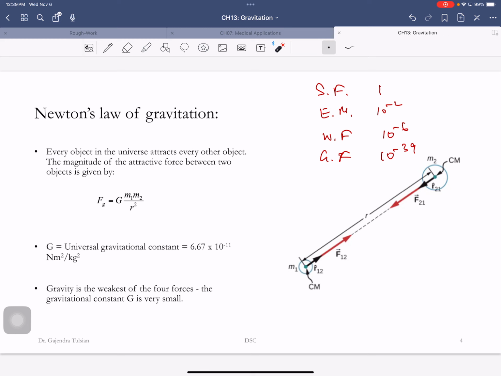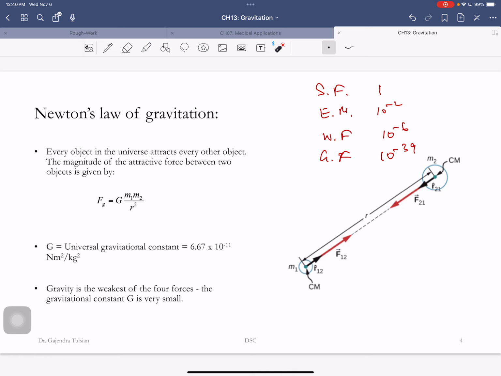Okay, so we said that every object attracts every other object in the universe. So you guys are attracting your neighbors. In fact, you're attracting every object in this room. But obviously you're not falling towards each other. But if I jump off this table, I'll fall towards Earth.